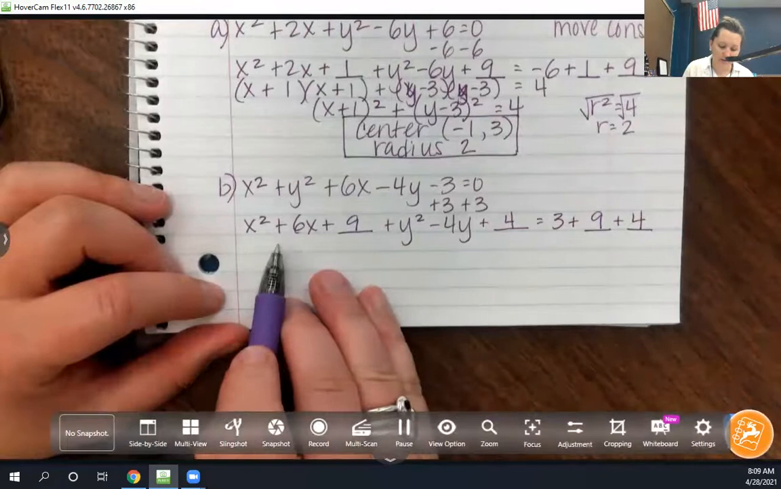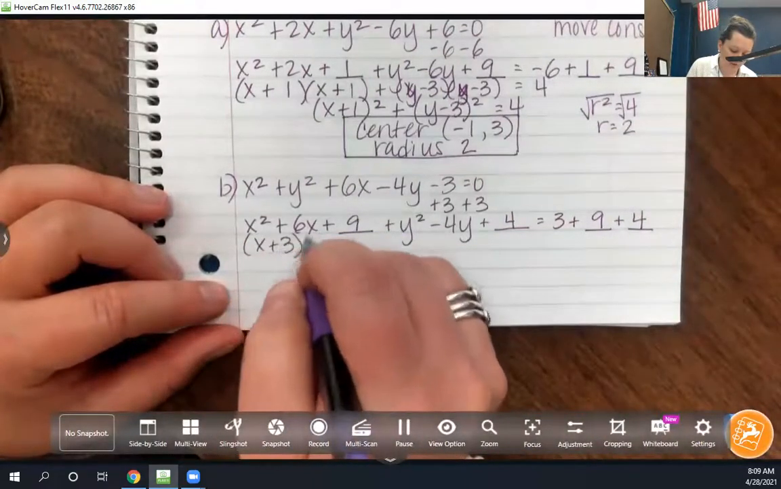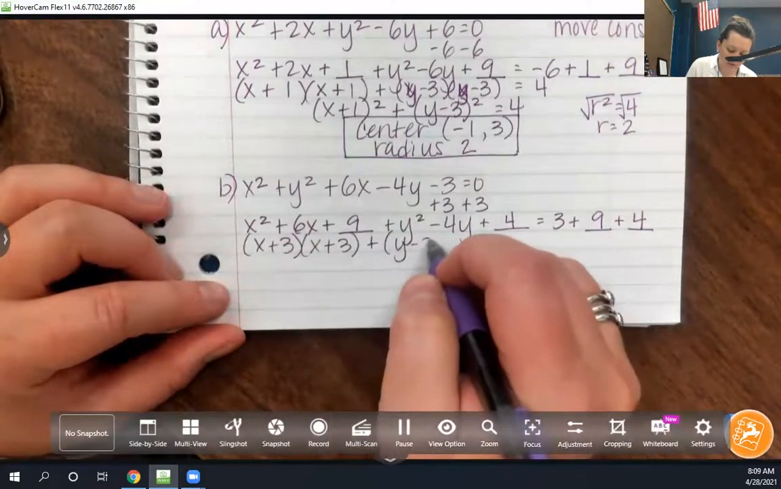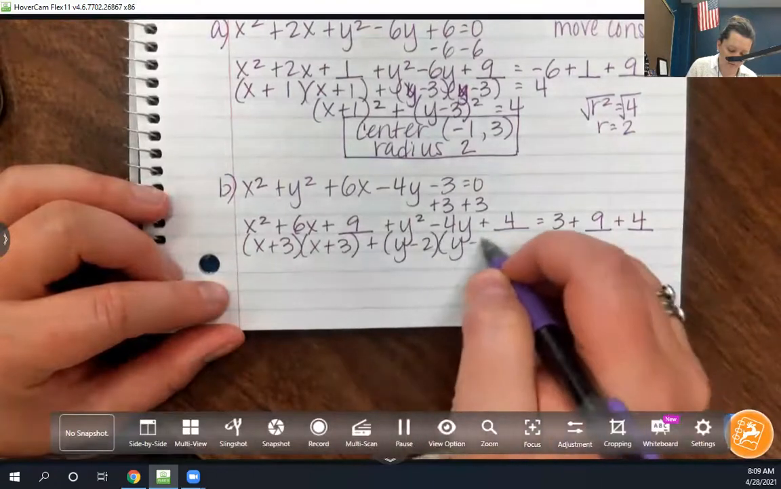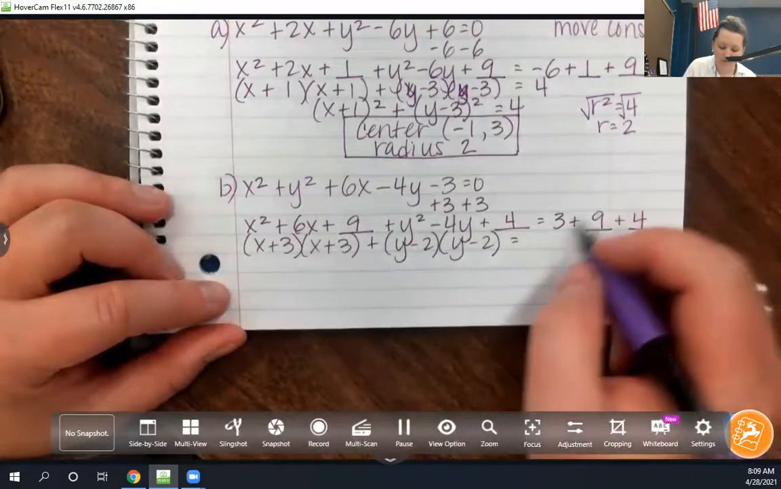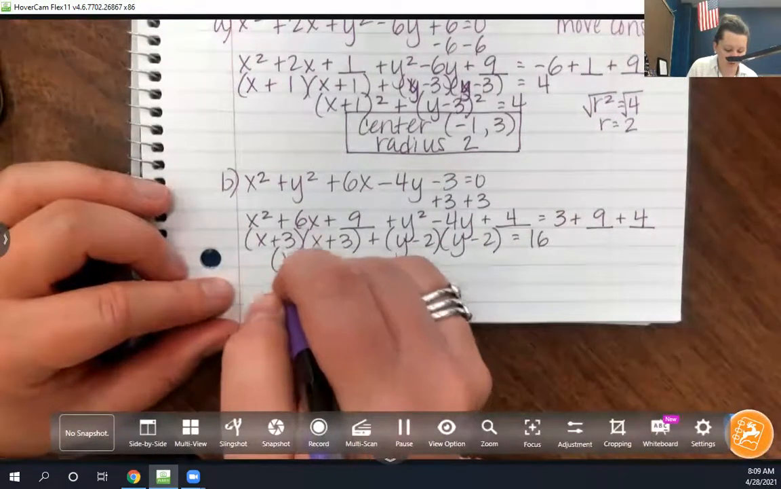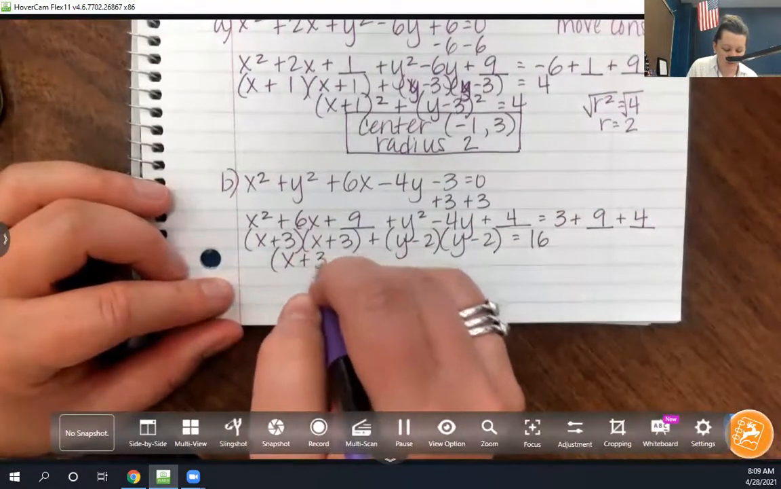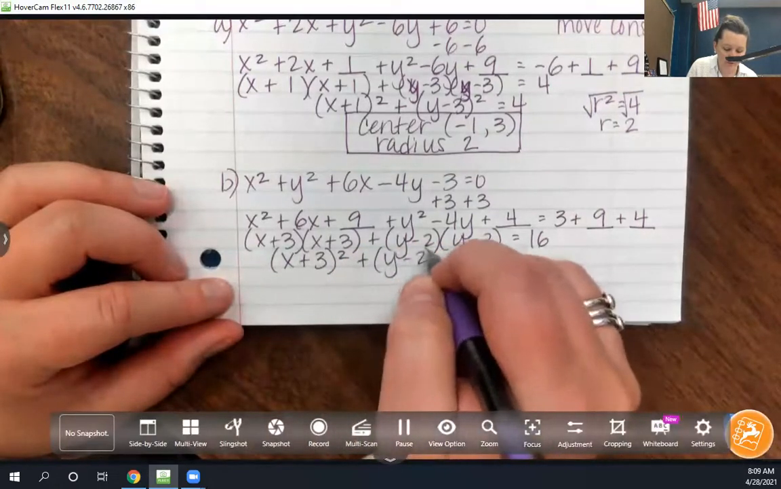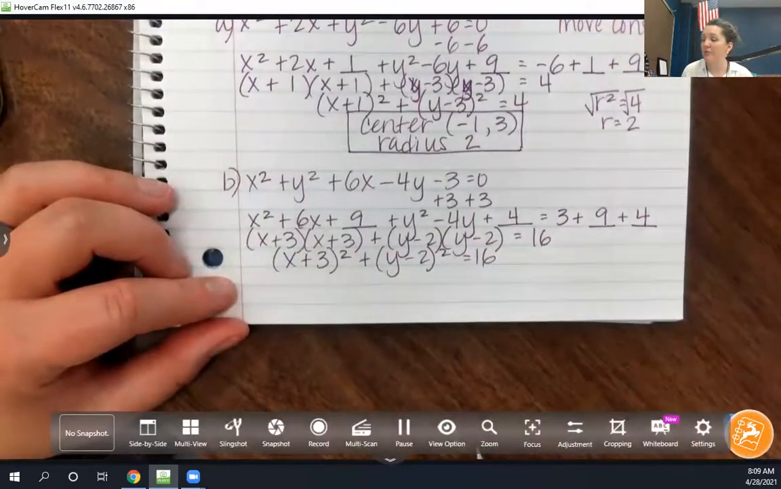All right, let's go ahead and factor, and we'll simplify this right side here. We have x plus 3 times x plus 3. Then we have a y, making sure to write my y instead of x, y minus 2 and y minus 2 equals 3 and 9 is 12, 12 and 4 is 16. Those are really nice numbers that we're getting. All right, let's write it as a perfect squared trinomial, or I mean a squared binomial, sorry. And we have x plus 3 squared and y minus 2 squared equals 16. Now we have it in the standard form of a circle.